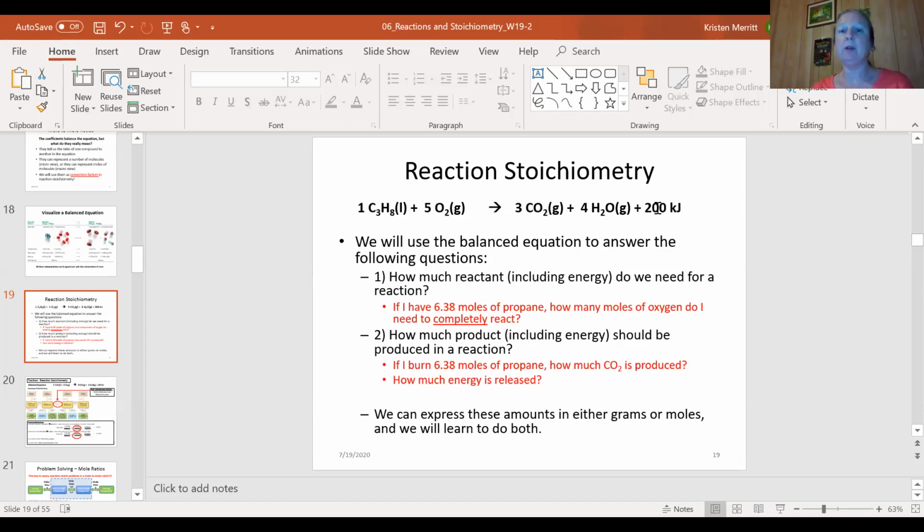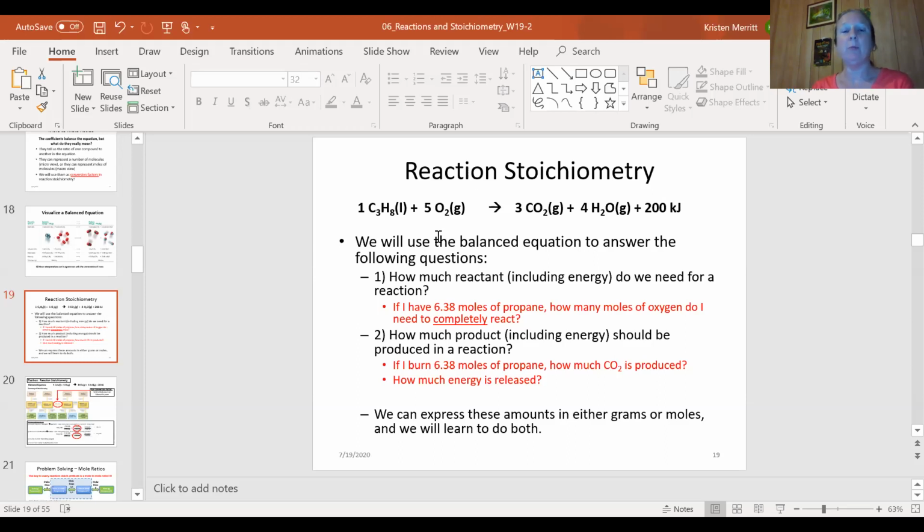Notice that this reaction has energy in it. This is an exothermic reaction. So sometimes we put the energy in the reaction. It's exothermic, it's releasing heat. And so there's the energy that it's releasing. The amount that it's releasing is actually a specific amount. It has to do with the bond energy.